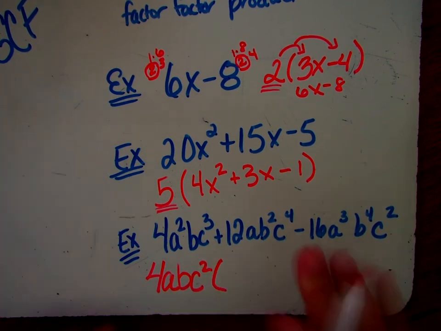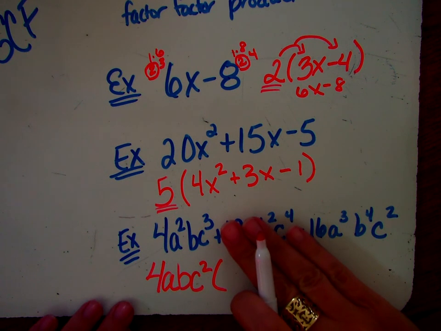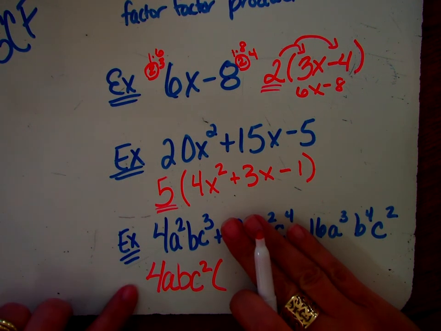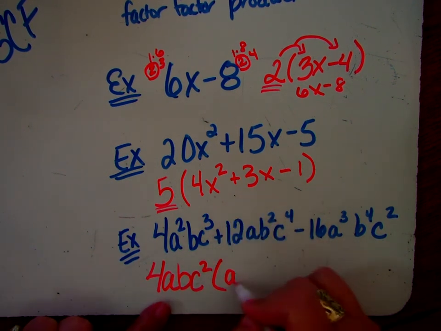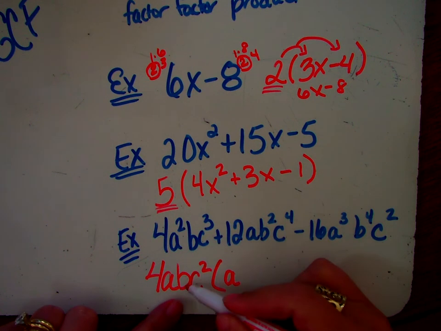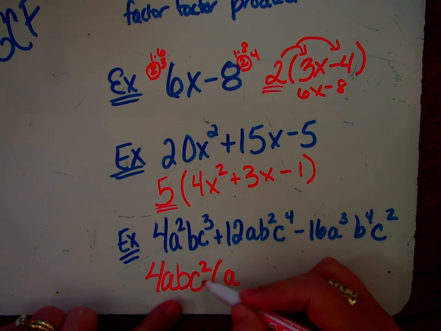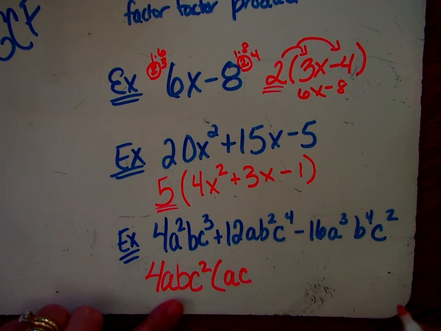Now, when you look at this, I only want you to focus on the first term. I took the 4 away. I had 2 a's. I took 1 away, so 1 remains. The b I took away. I had 3 c's. I took 2 away, so another c remains.